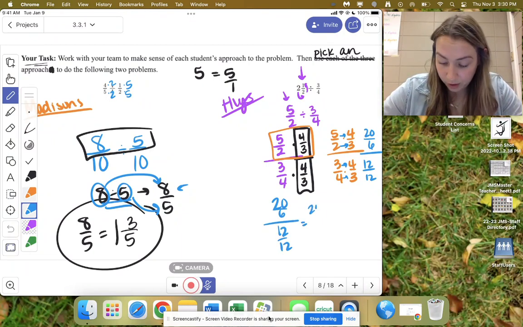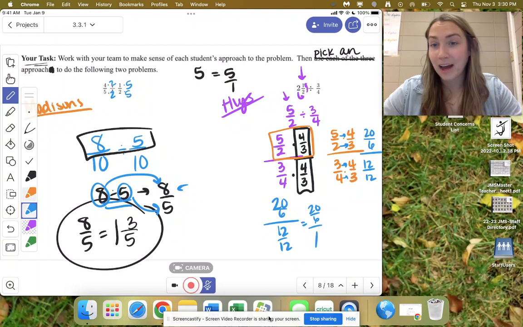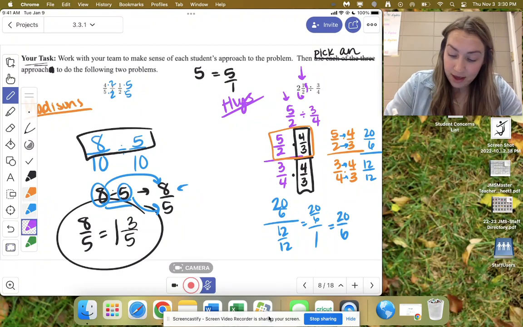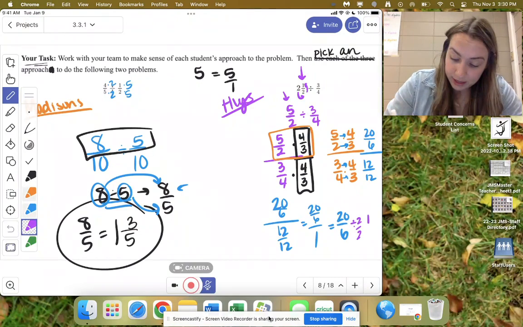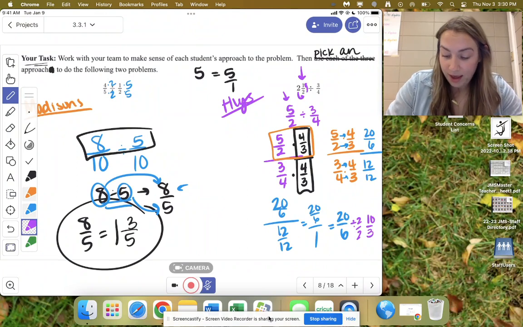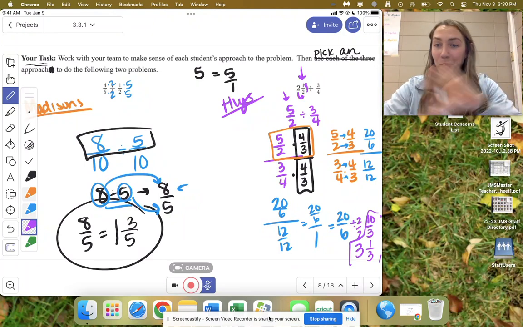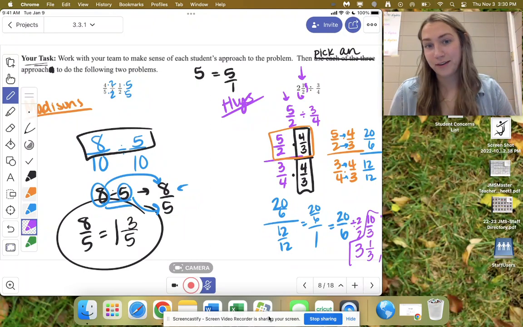Well, 12 over 12 is just 1, and now I don't need that there anymore. So I just get 20 over 6, which I can simplify. I can divide them both by 2, and I get 10 over 3. And that is just 3 1/3. So that's what you should have gotten for that one. No matter what way you did it, that's what you should have gotten.